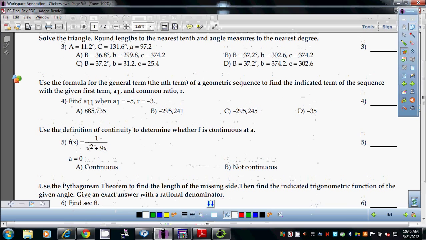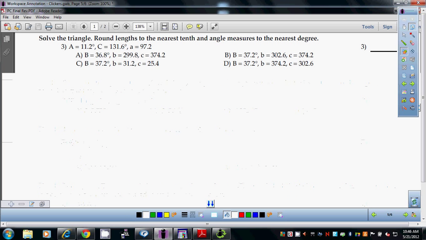Would anybody like to tell me how they did number 3? Who did it conventionally? Would anybody like to tell me unconventionally? Yes, Chris. How did you do it? First I wrote horizontally all the angle measurements to figure out what B was. And what is B? B is 37.2. All right, so we can cross off A. Then what did you do?